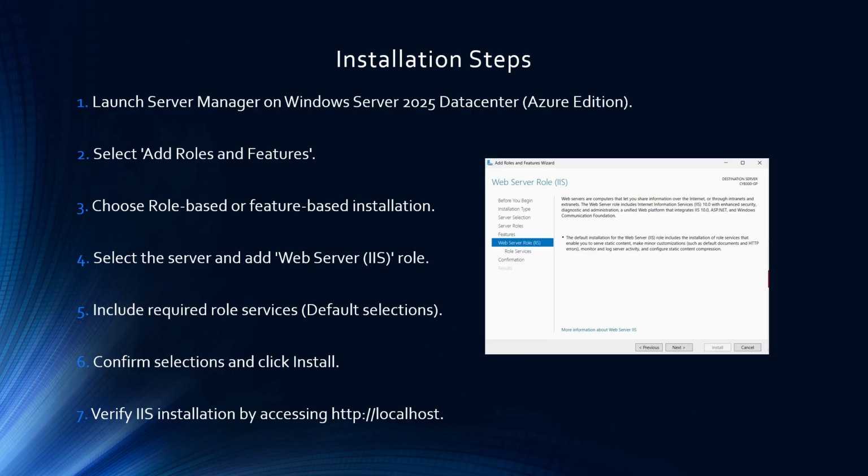Now, let's move on to adding server roles. Jason worked on setting up the web server role known as IIS, or Internet Information Services. He started by launching Server Manager on Windows Server 2025 and selecting Add Roles and Features. From there, he chose a role-based installation, selected our server, and added the Web Server IIS role. We kept the default role services, confirmed the selections, and clicked Install.